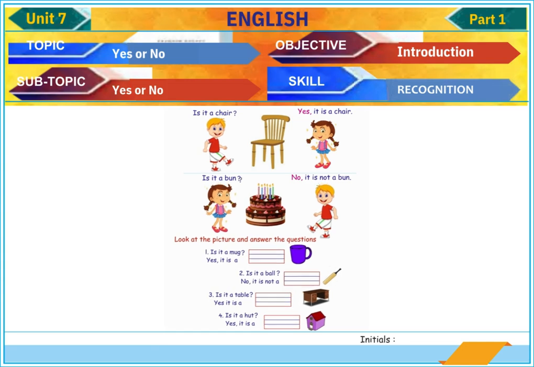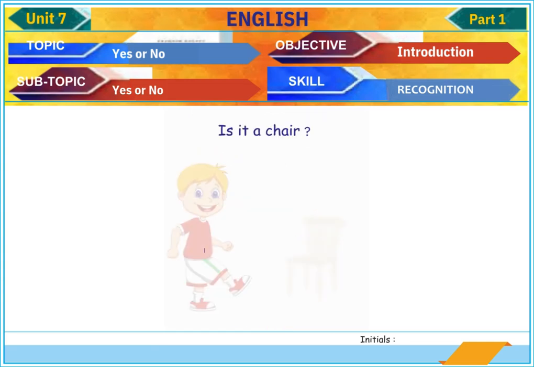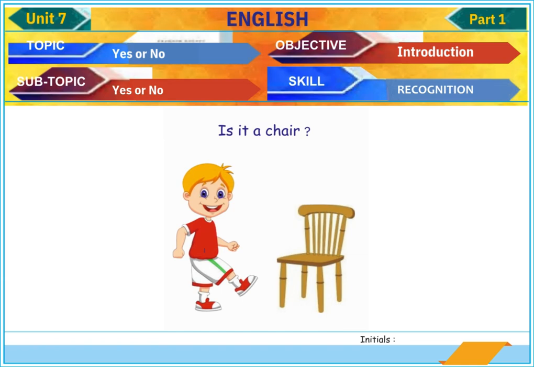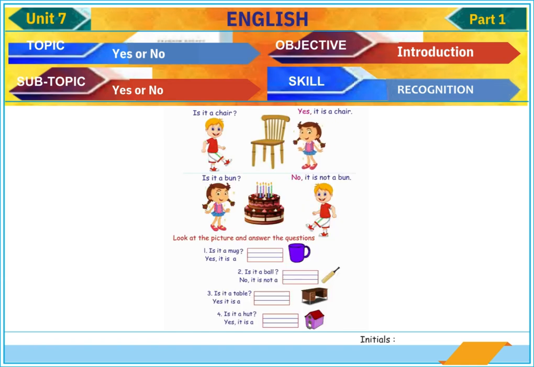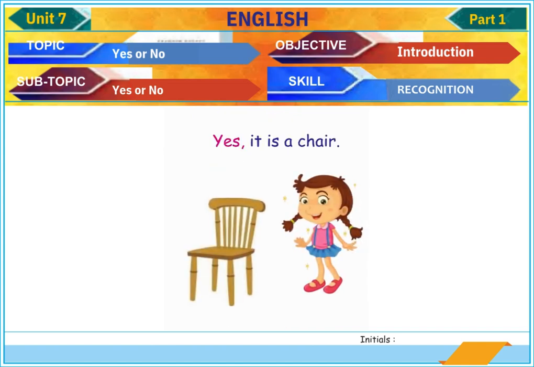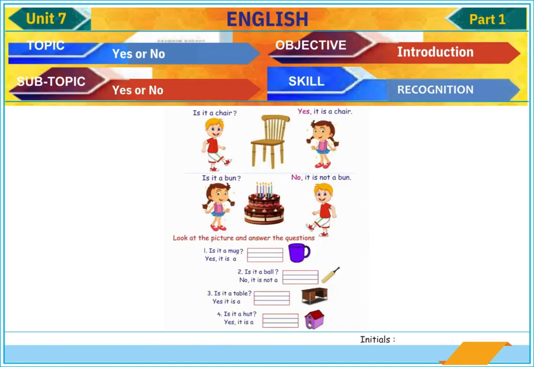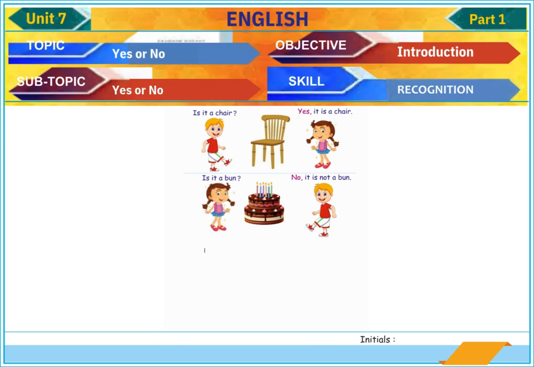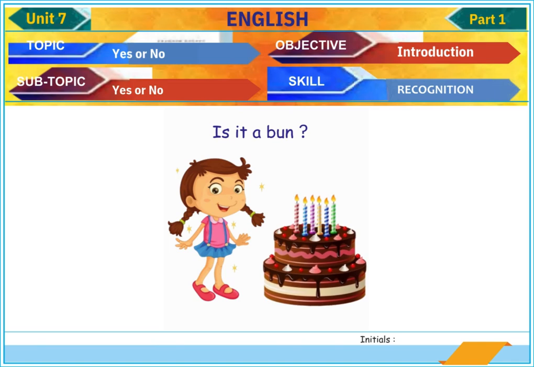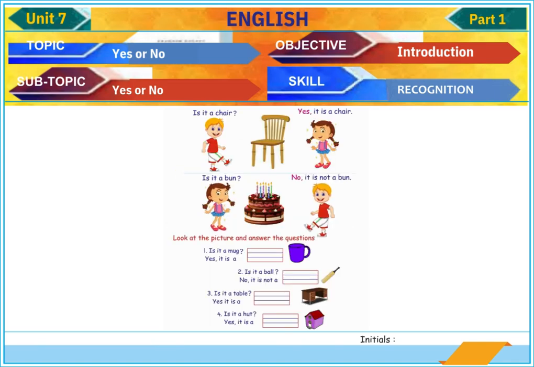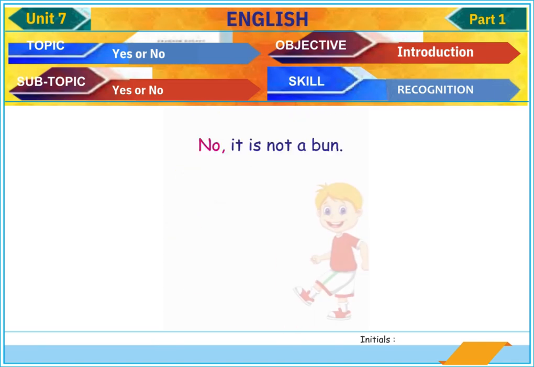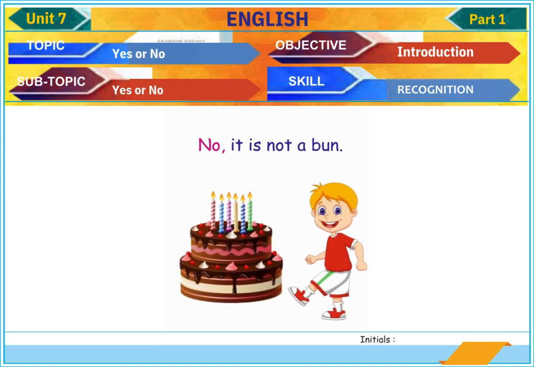Yes or no? Is it a chair? Yes, it is a chair. It is a bun. It is a bun. No, it is not a bun.